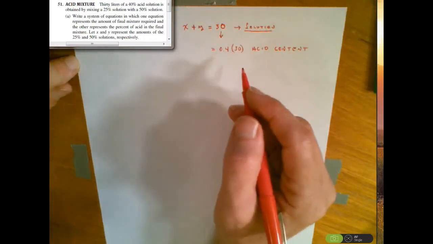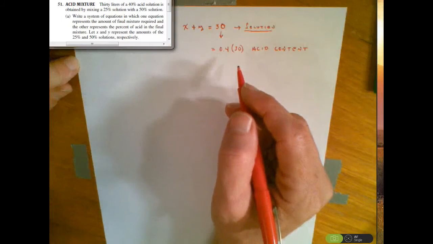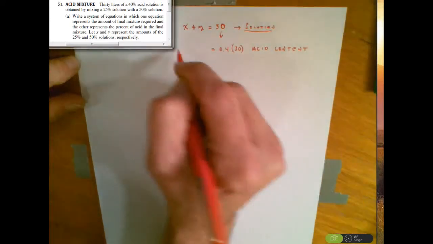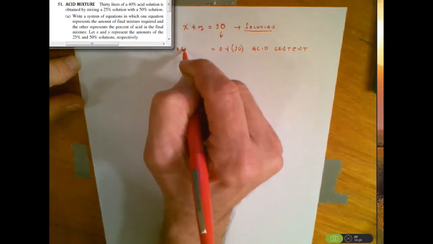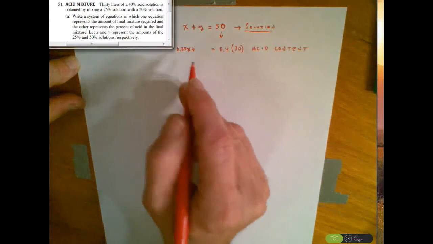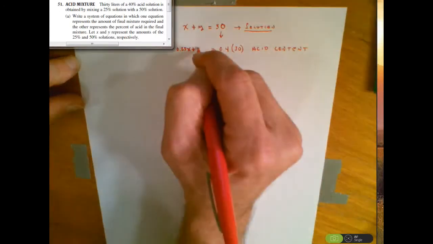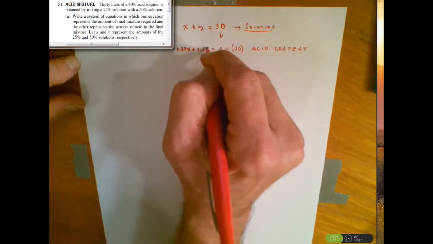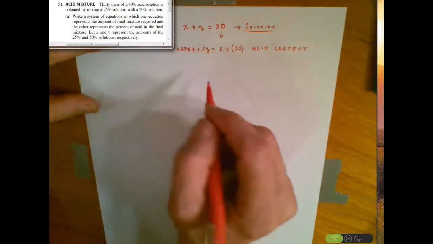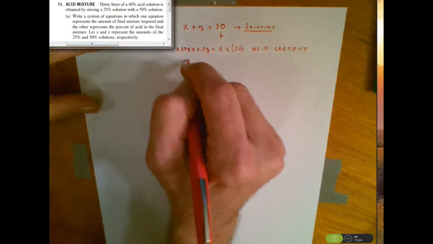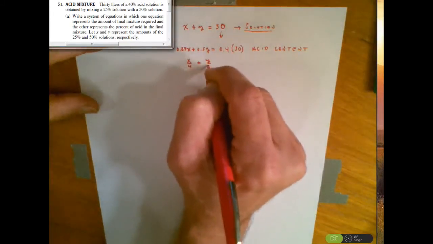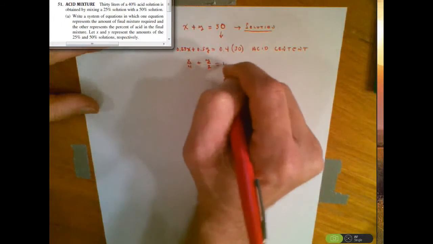Now where am I getting that 12 liters of acid? Well, I have an x solution and 25% of that is going to be acid. So I'm going to write 25% of my x solution is my acid from the x, and then the acid from the y would be 0.5 times y. So I have a system of equations now, and I can write this as x over 4 plus y over 2 is equal to 12.